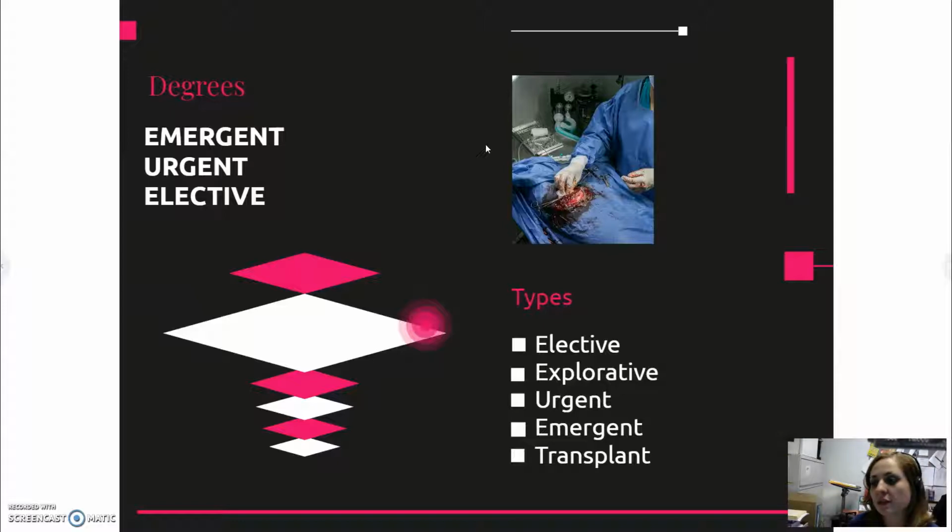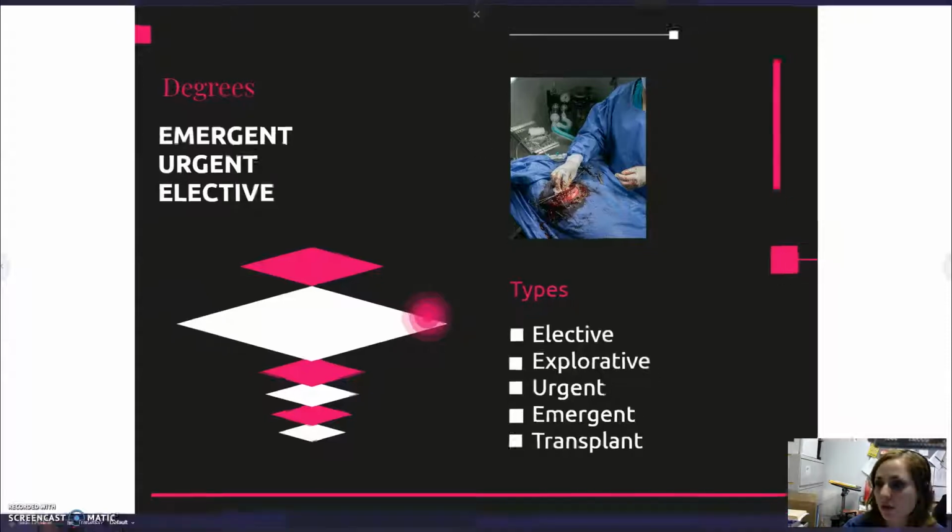Explorative surgery is when we're really just going in and taking a look because we don't know what's going on. So maybe somebody's having severe abdominal pain and none of the scans are really showing anything, so we might have to go in and explore. Urgent we've talked about, emergent we've talked about, and then transplant surgery is obviously to transplant organs from a donor, whether it's a live donor or a post-mortem donor, like bones or skin, to another person.